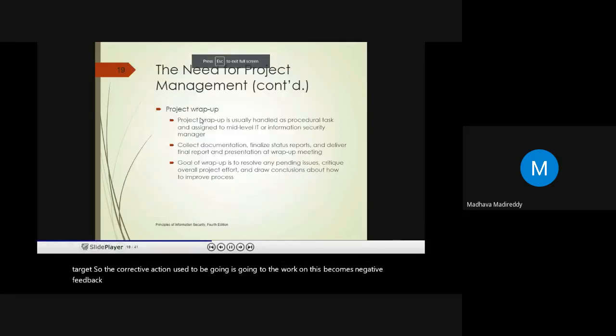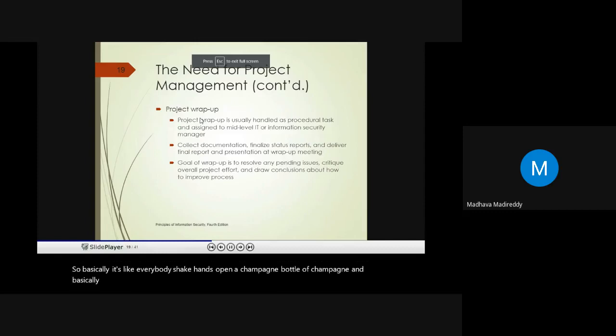At the end of project management, once we make an action plan and execute the plan, now it's time to wrap it up. The project wrap up is usually handled as a procedural task, and it is assigned to mid-level IT or information security managers. It also includes a collection of documentation, finalizing status reports, and delivering the final report and presentation at the wrap up meeting. Basically, everybody shakes hands, opens a bottle of champagne, and it's party time.